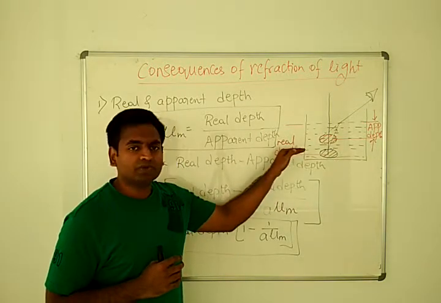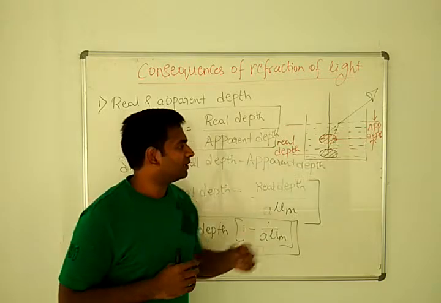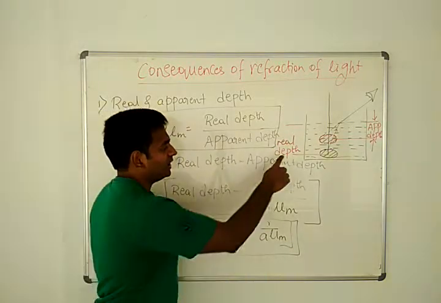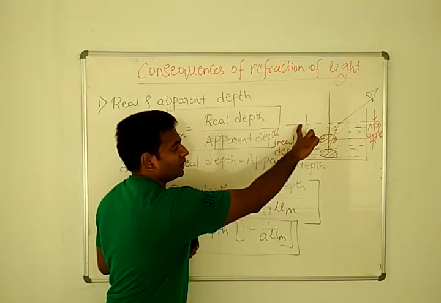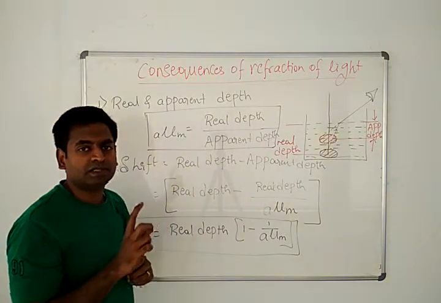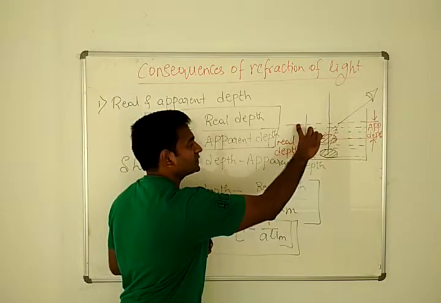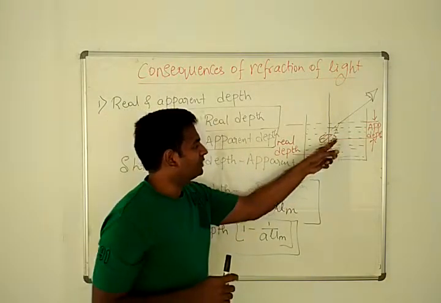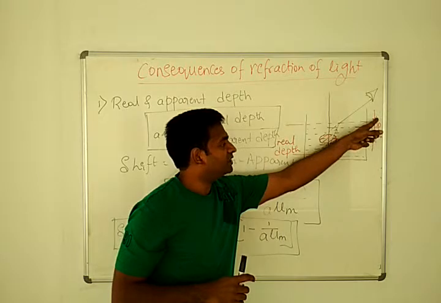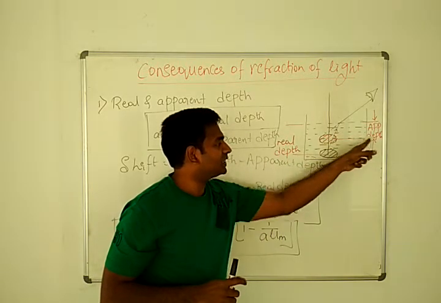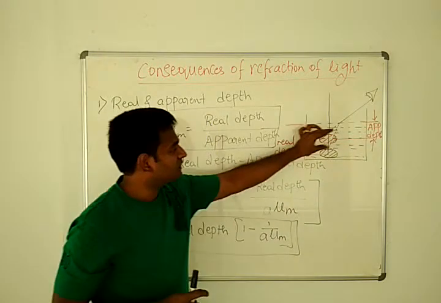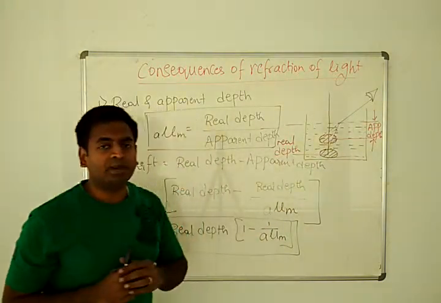So there are two terms. One is a real depth, another one is an apparent depth. What are these two terms? The real depth is the depth from the surface to the coin, the real coin, where it is actually placed. So this distance is called real depth. Apparent depth is the depth measured from the surface to the coin where it appears raised. So this is an apparent depth. These two distances are called real depth and apparent depth.